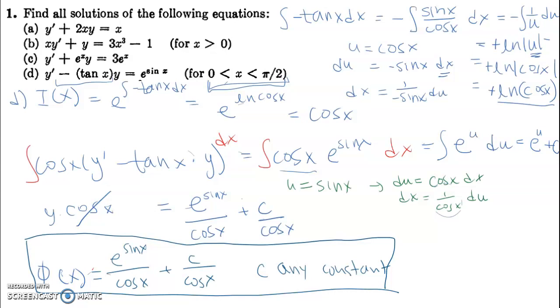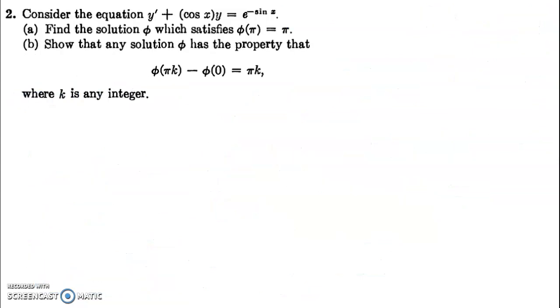Alright, let's go ahead and go over our second problem. Okay, so consider this equation. So part A seems to be a boundary problem where we're given the initial condition, so probably we can find the value of C. Okay, so part A, you can go ahead and find the integrating factor, which is going to be e to the power of the integral of cosine x dx.